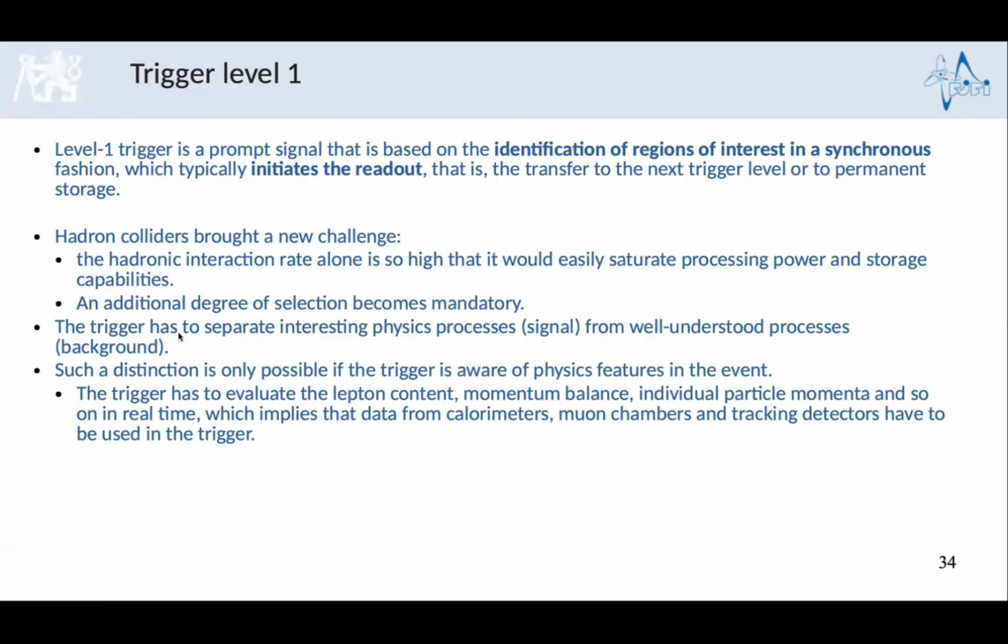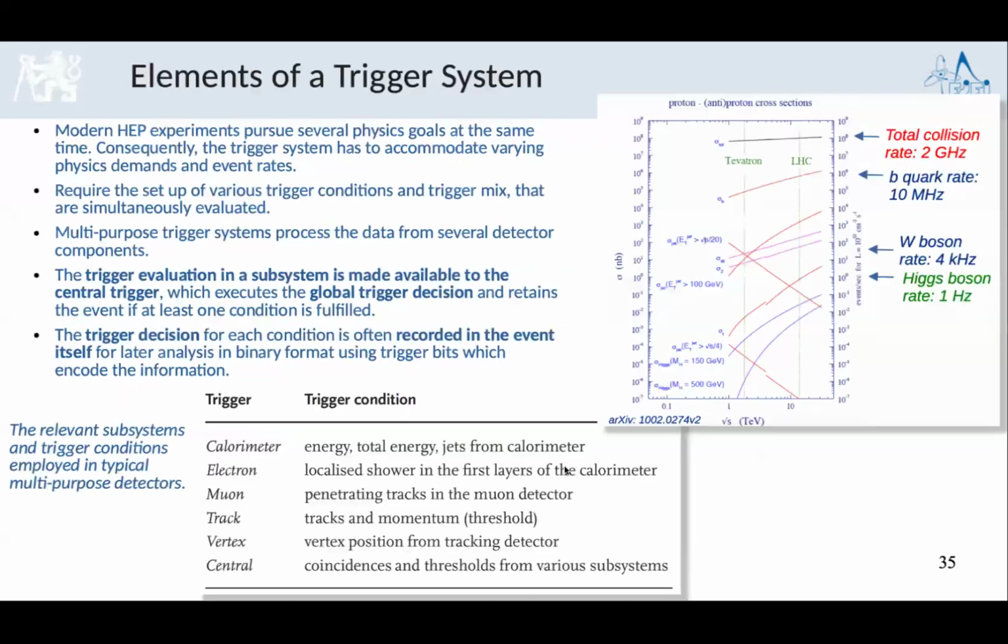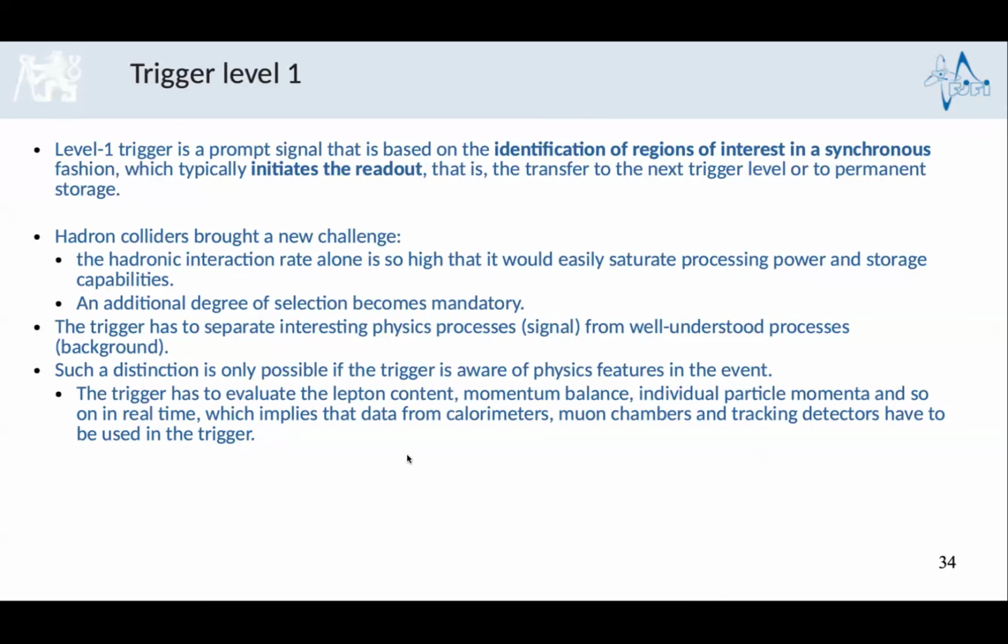And, okay, the triggers separate interesting physics processes, signals, from well understood processes, and these well understood processes are normally background. Such indication is only possible if the trigger is aware of physics features of the event. So you should know more or less, understand what is happening from some known events in your experiment in order to be able to discard the background.